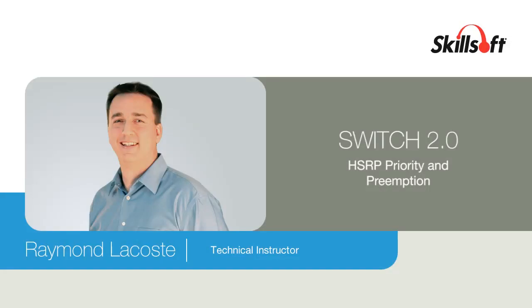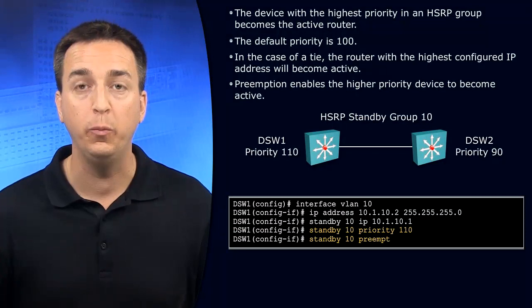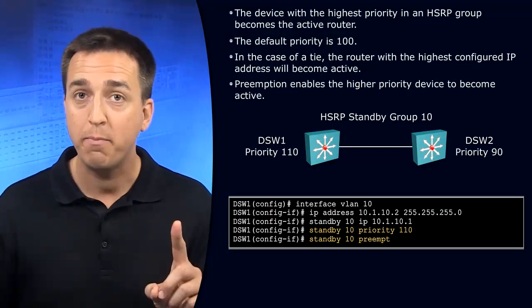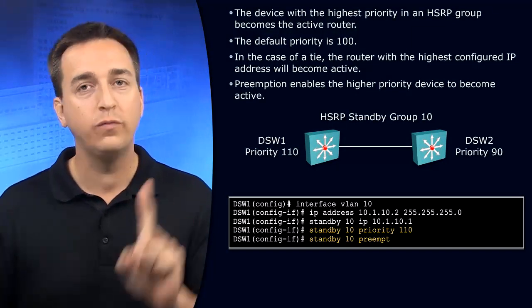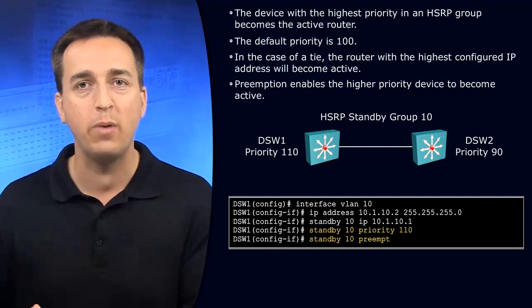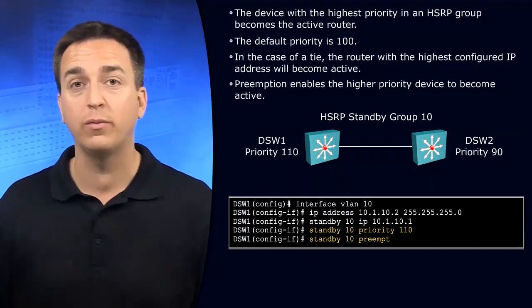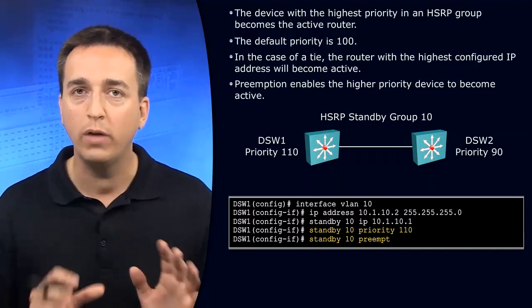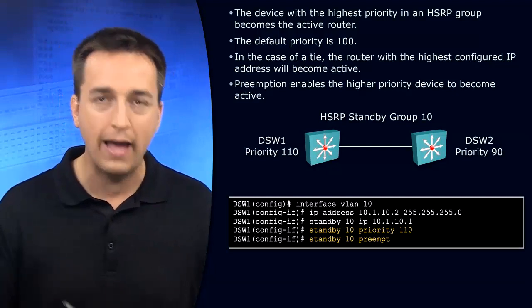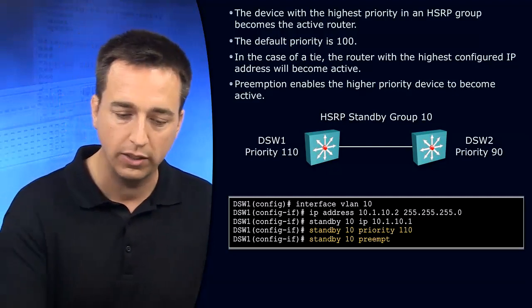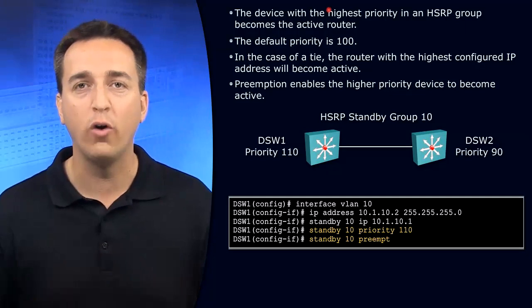How does HSRP determine which router in the group will be the active forwarder? Because remember, one active forwarder, one standby router, and then all the other routers are just waiting. So only one router can be forwarding for that particular HSRP group. Well, it starts off by examining the priority.